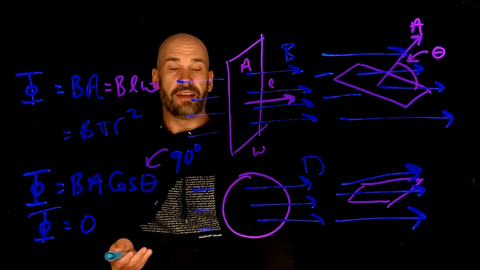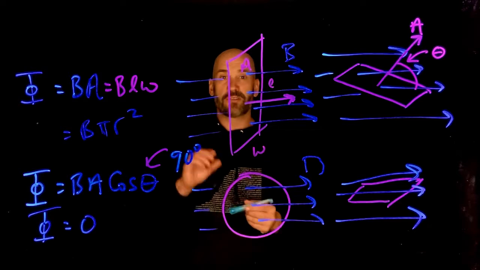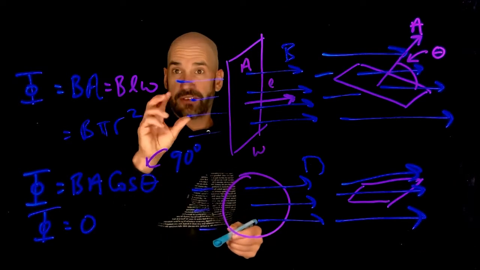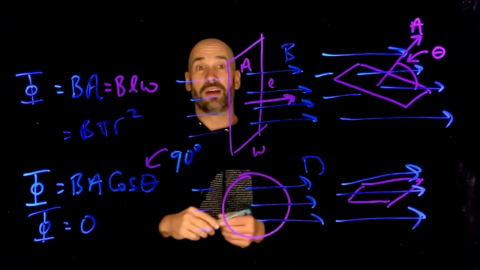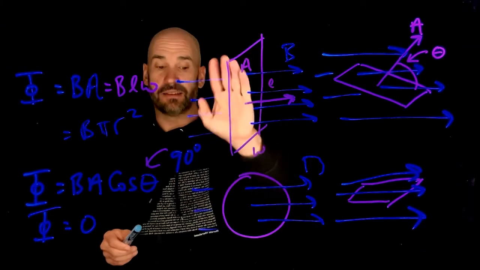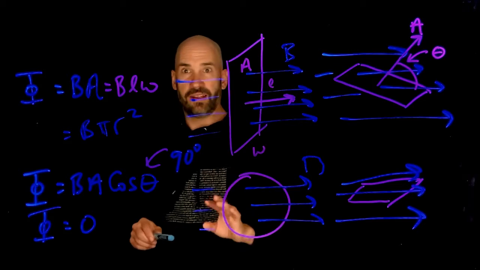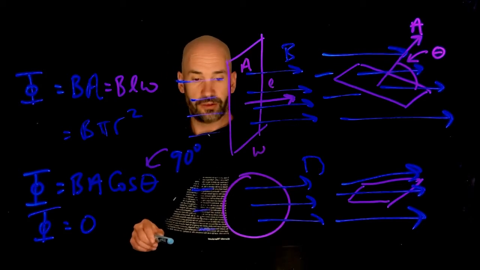It turns out that how much flux you have, and the rate at which that flux is changing, actually gives rise to an induced current inside that loop. But we'll talk more about that in the next set of videos.